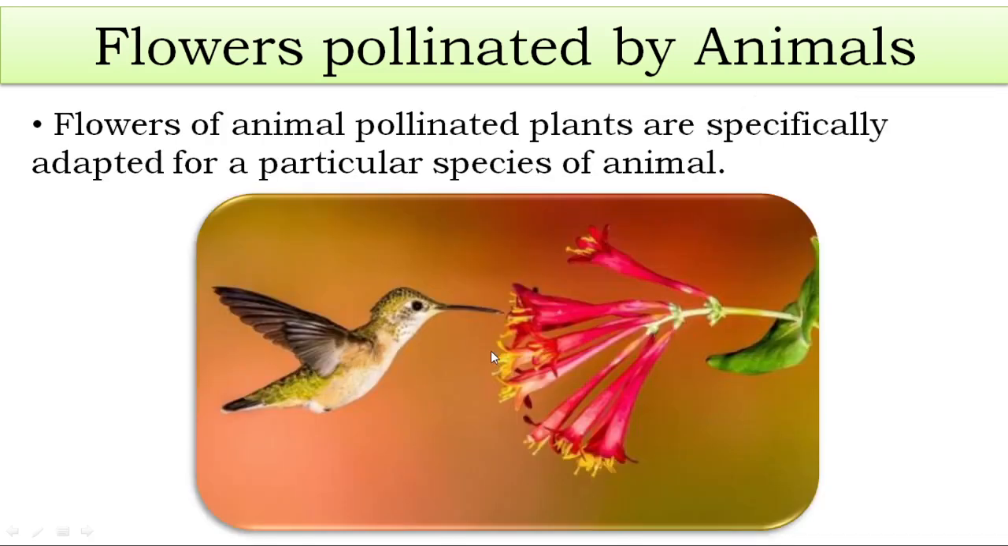Okay, and if you look at this particular picture, you can see that the flowers of animal pollinated plants are specifically adapted for a particular species of animal. If you look at the beak shape of this hummingbird, and the shape of the flower over here, they both fit like lock and key, right? So they are adapted for each other. The animal is adapted to feed on the flower, and the flower is adapted to attract the specific pollinator. Okay, so that is the one.